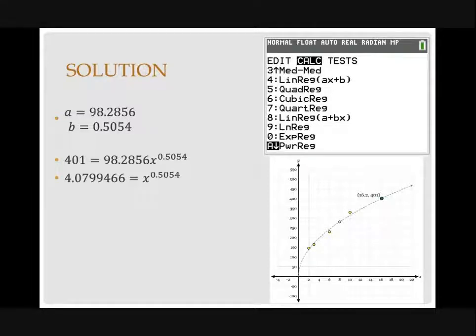So here we isolate by dividing by 98.2856, divide both sides by that, and we get our number on the left. And we have to solve for x. The easiest way to solve for x when it is bound by an exponent is to raise everything to the reciprocal, because when you do, the exponent will simply become 1, so it'll become x to the first, and you've thus isolated x. We do this to both sides, and we get that x is approximately 16.2.